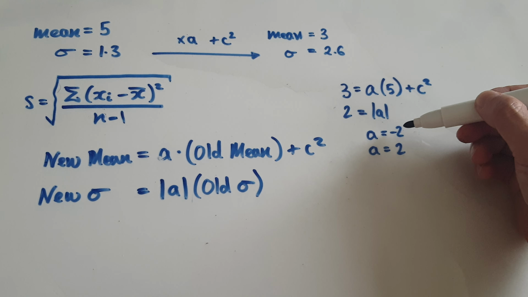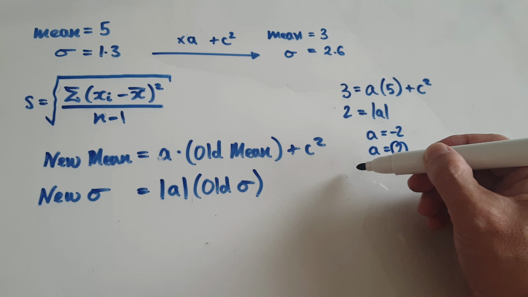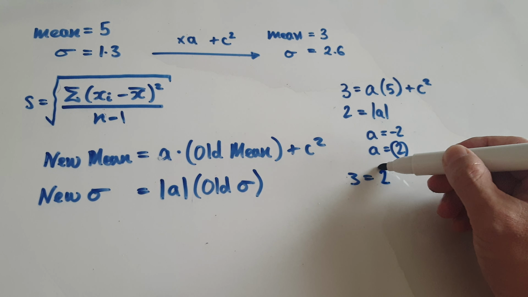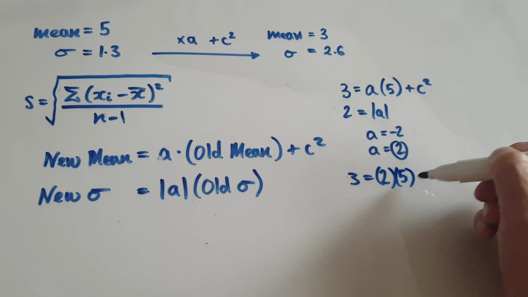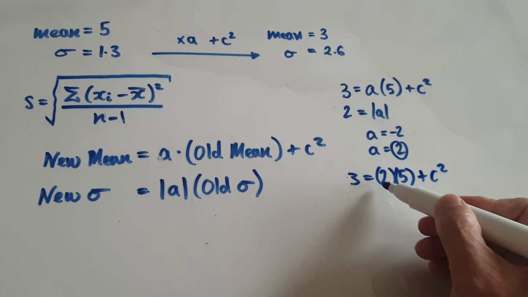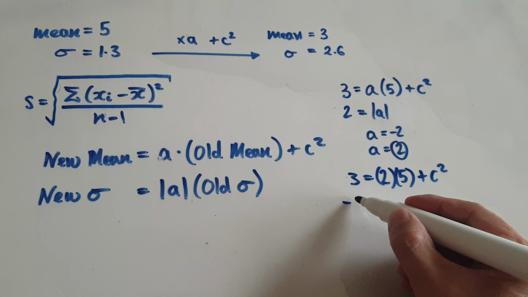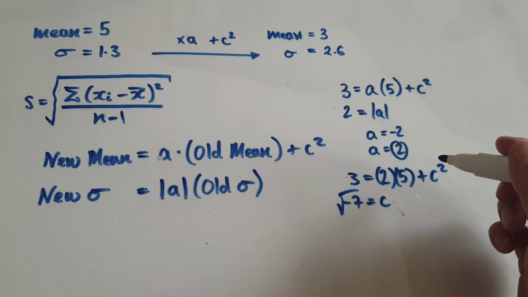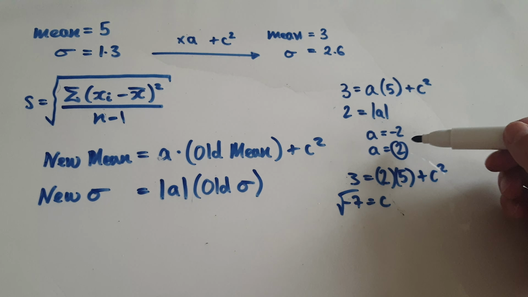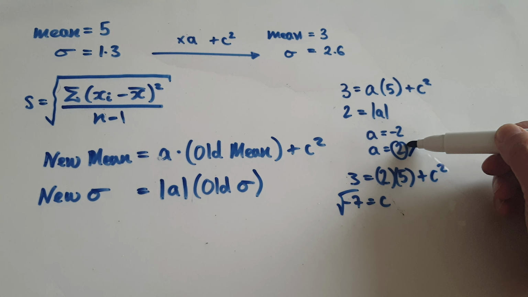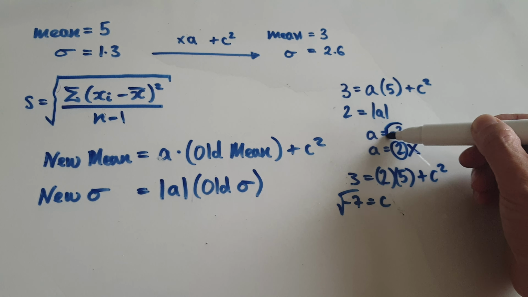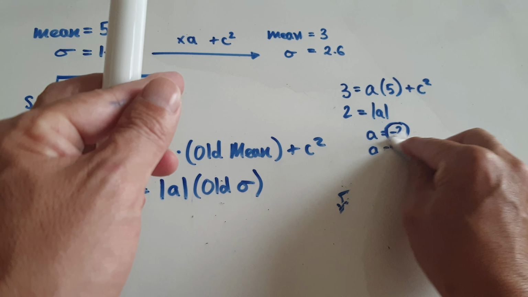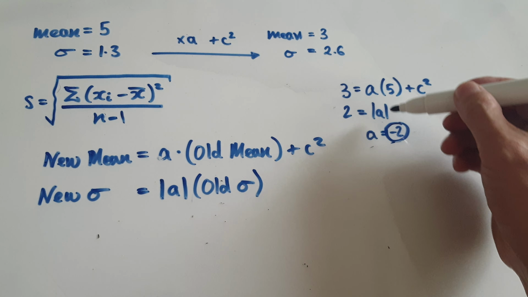Let's put 2 into here. So that would be 3 equals 2 times 5 plus c squared. So that's 10 there. 3 take away 10 would be negative 7. And then square root both sides. You can't really square root a negative number. So we discard the positive version and use the negative, because it would make sense for our scenario. So let's put negative 2 into here.